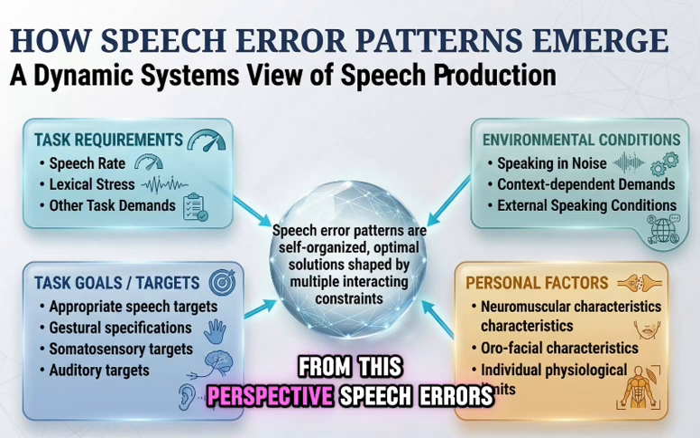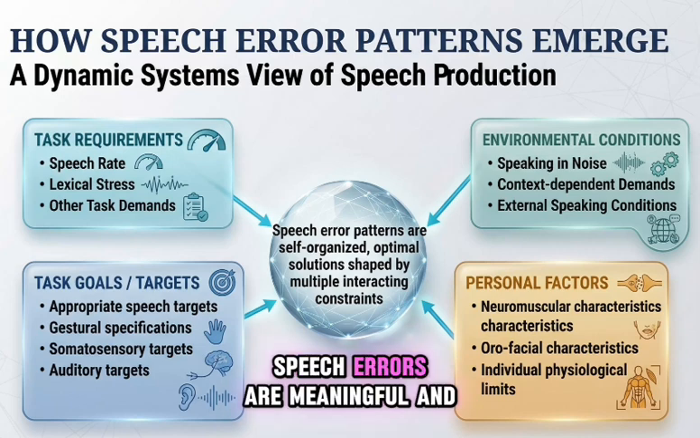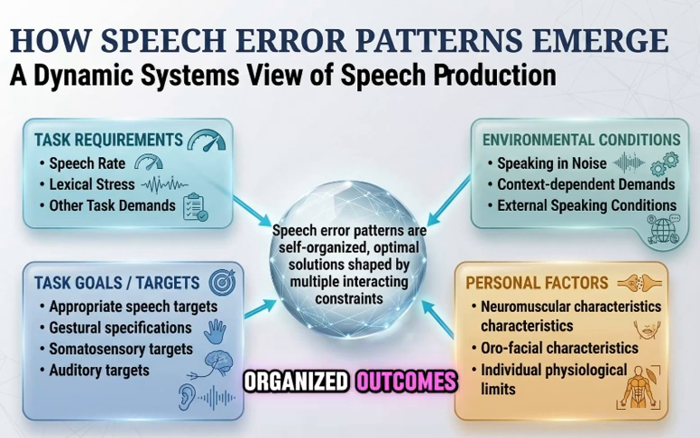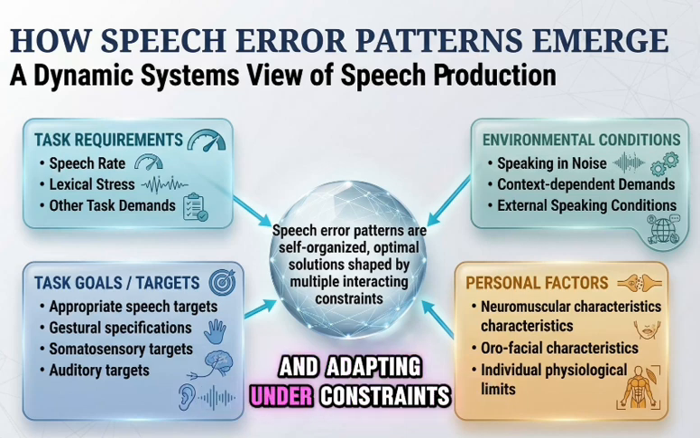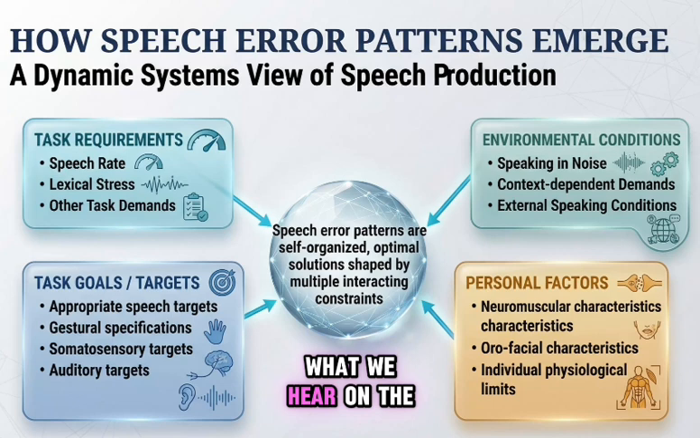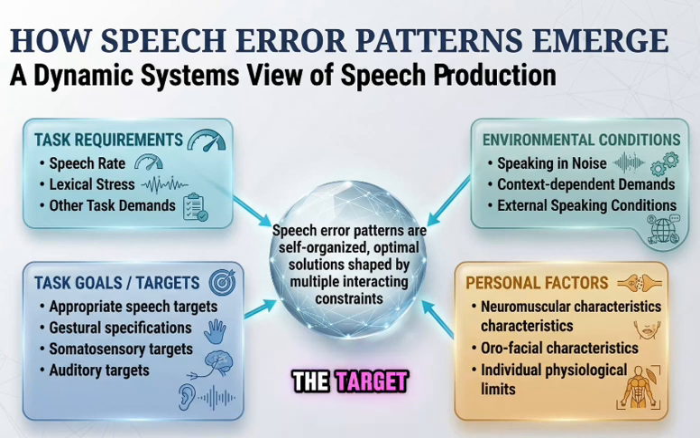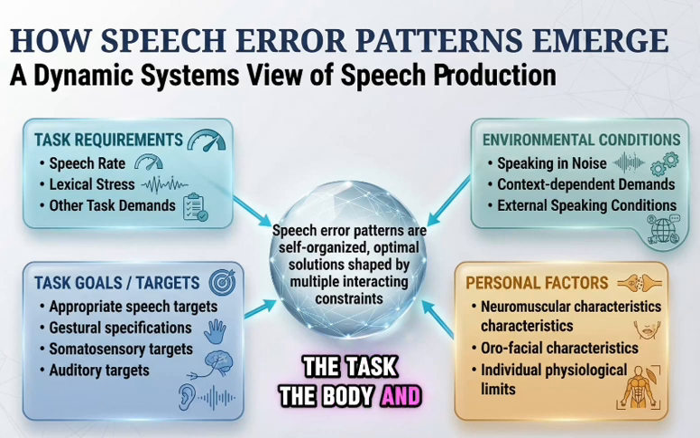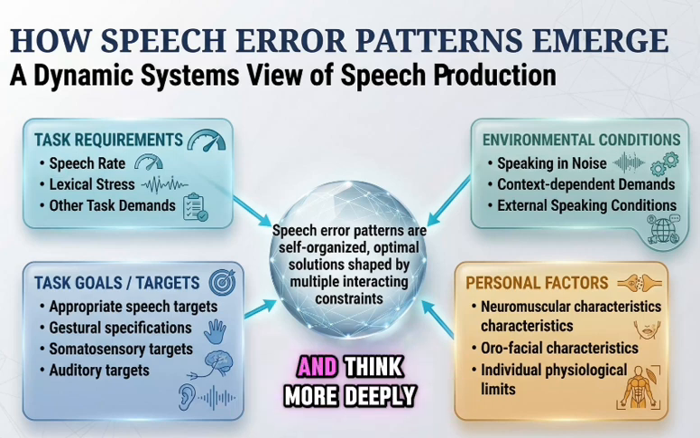From this perspective, speech errors are not simply rule failures. Speech errors are meaningful and organized outcomes of a developing system, working and adapting under constraints. What we hear on the surface may reflect the interaction of the target, the task, the body, and the environment. That is why this framework pushes us to look beyond transcription alone and think more deeply about the mechanisms that give rise to the error patterns we hear.